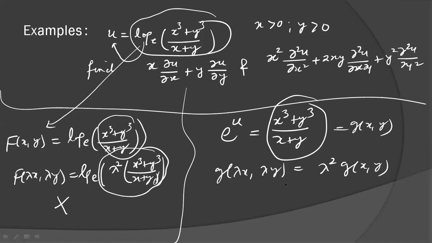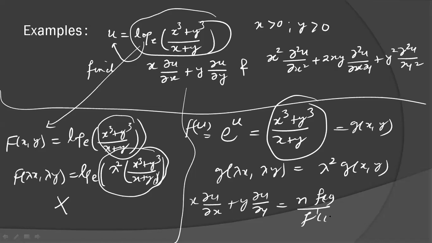You can see that. It means if we assume this is equal to f(u), then x ∂u/∂x plus y ∂u/∂y will be n into f(u) over f'(u). So what is n here? n is 2, the degree is 2. f(u) is e to the power u. What is the derivative of e to the power u? It will be e to the power u only. So the value of this will be 2.